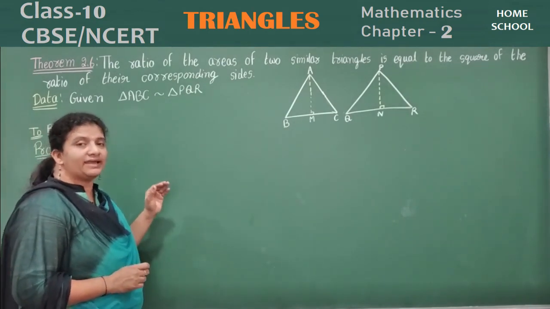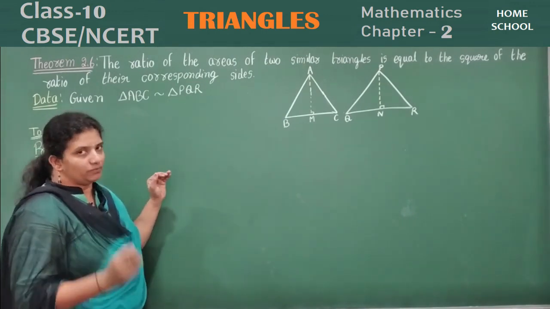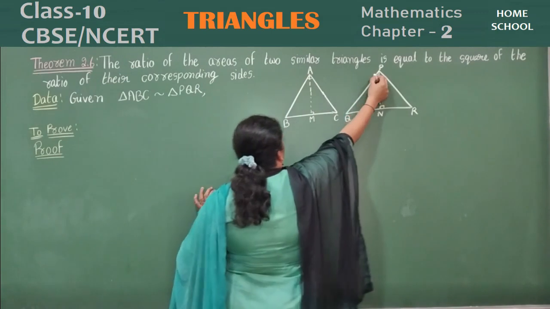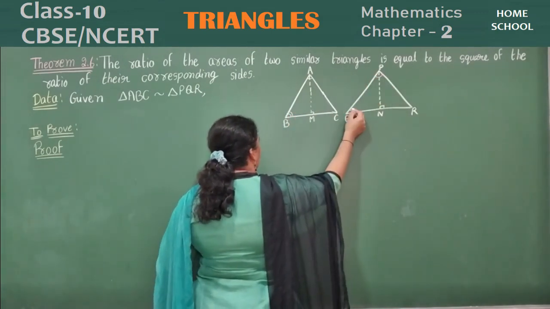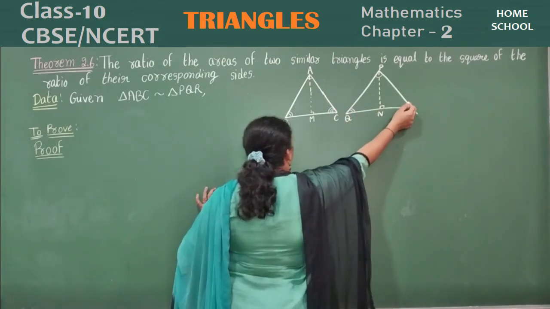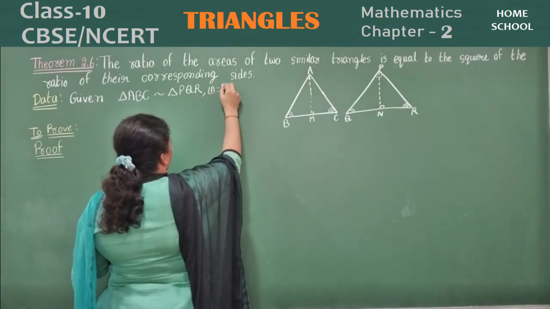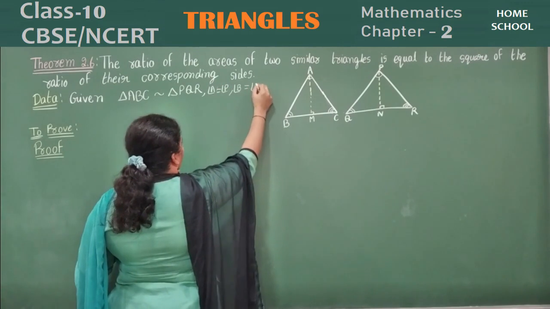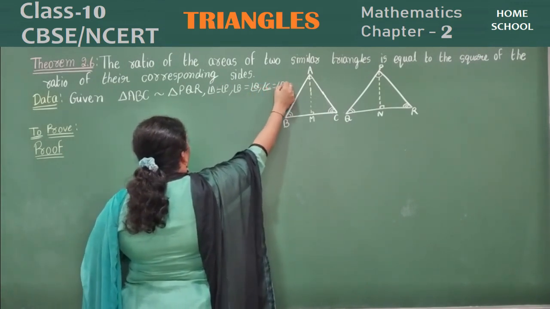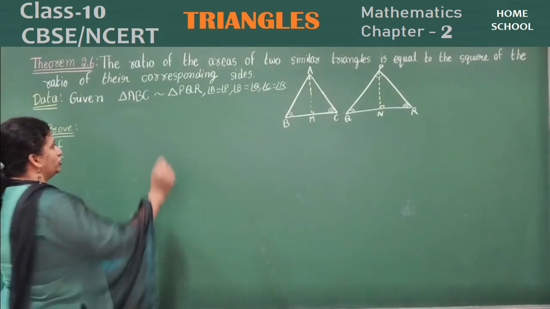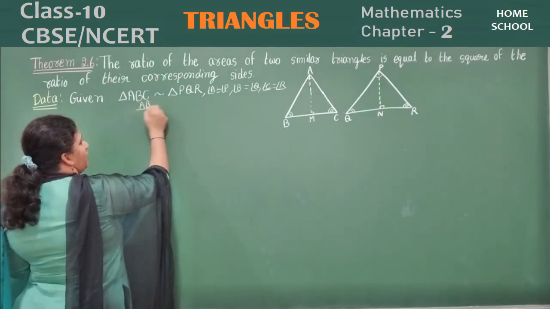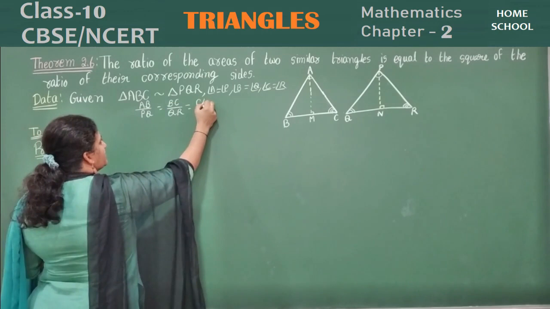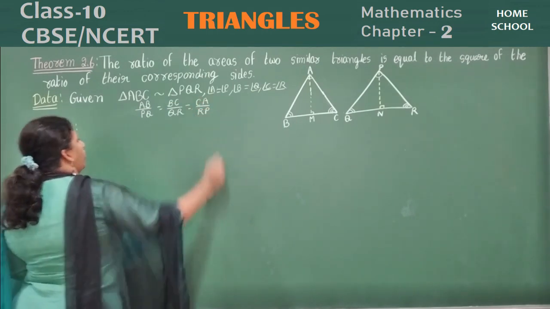If the two triangles are similar, what can you say? We can say that corresponding angles are equal and the corresponding ratios are in proportion. So let's write here. Corresponding angles: angle A, angle P; angle B, angle Q; angle C, angle R. Angle A is equal to angle P, angle B equal to angle Q, angle C is equal to angle R. And their ratios are in proportion. So children, what can I write here? AB by PQ is equal to BC by QR is equal to CA by RP or PR you can write.